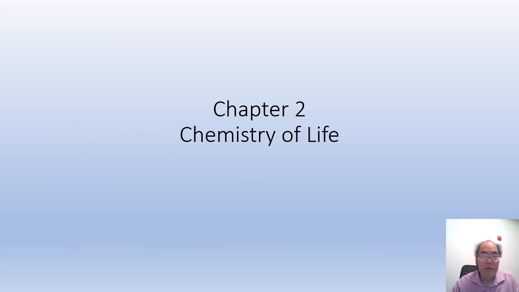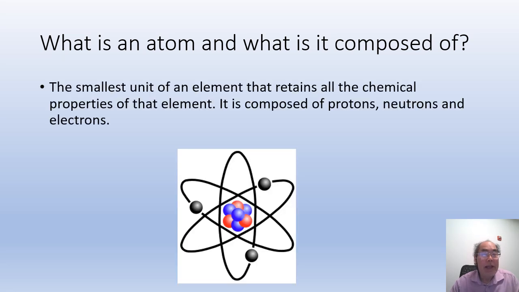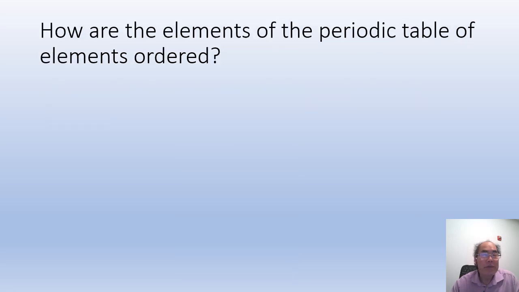And next we will review Chapter 2, Chemistry of Life. What is an atom and what is it composed of? Please answer. An atom is the smallest unit of an element that retains all the chemical properties of that element. It is composed of protons, neutrons, and electrons.